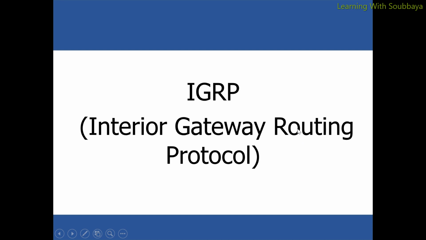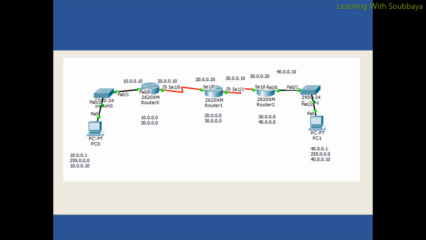So today's topic is IGRP, Interior Gateway Routing Protocol. In this topology, suppose for example, this is a topology here. We know how to configure the IP address for the router.